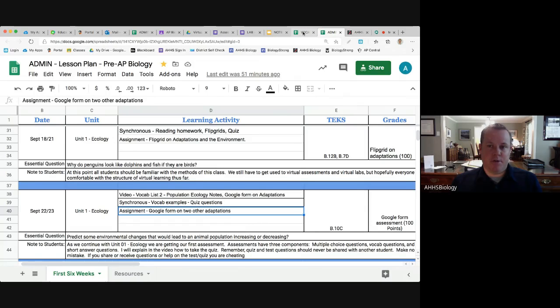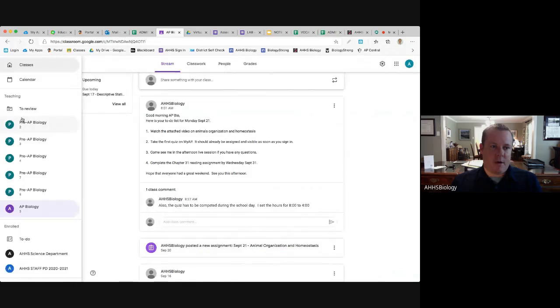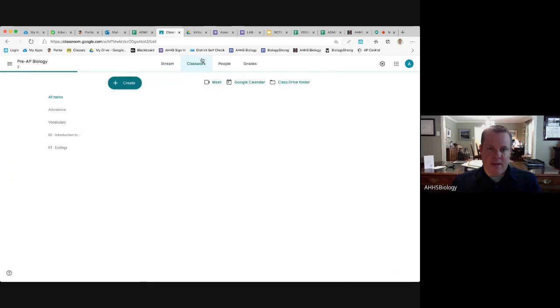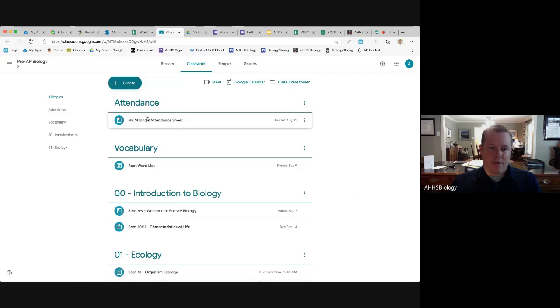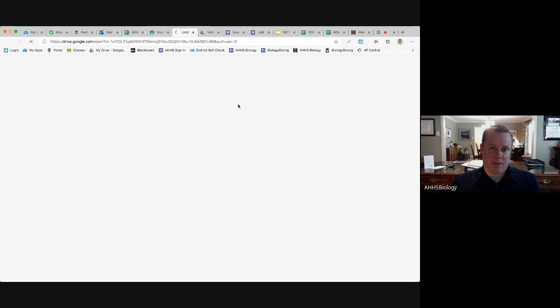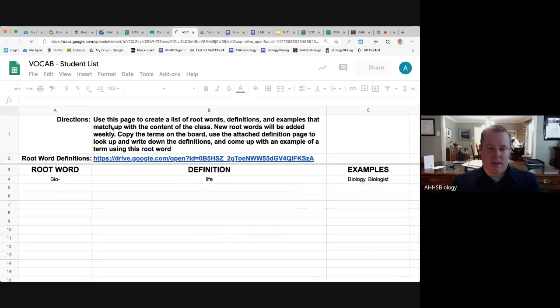And the first thing we're going to do is vocab. If you don't remember where vocab is found, because not many people have done this, go to your Google Classroom, and then in classwork, right underneath the attendance page, I have a vocabulary list. And there's 2 things in here. Remember, there's the definitions for you to look up. And then there's your assignment right here. And your assignment looks like this.